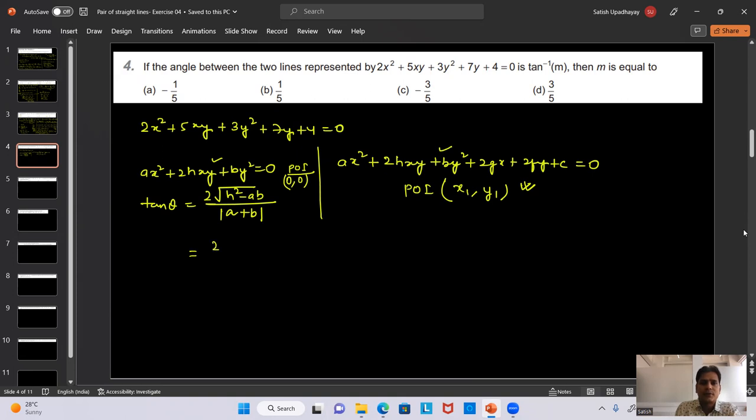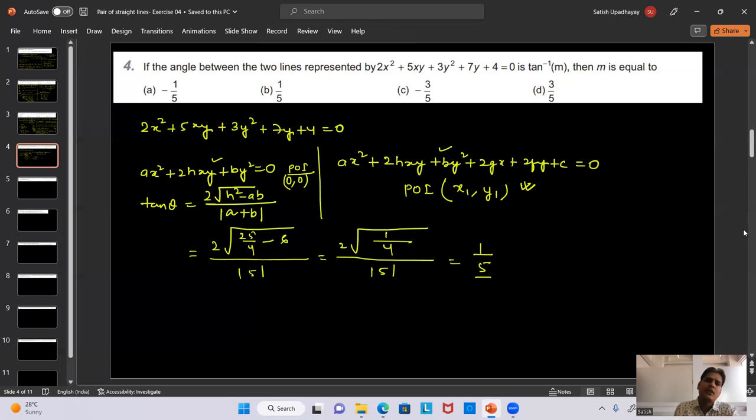So what am I getting? 2 times, what is h square? H square is 5 by 2 whole square, that is 25 upon 4, and minus ab, 2 into 3, that will be 6, right? And further we will have a plus b, so mod of 5, right? So what we are getting here, we are having 25 by 4 minus 6, and so 2 into under root 1 by 4 upon mod of 5, that is 1 upon 5, okay? This is our tan theta. And from here we get theta is equal to tan inverse 1 by 5. Okay, and so what is the value of m? M is nothing but 1 by 5, right? So this will be the value of m.